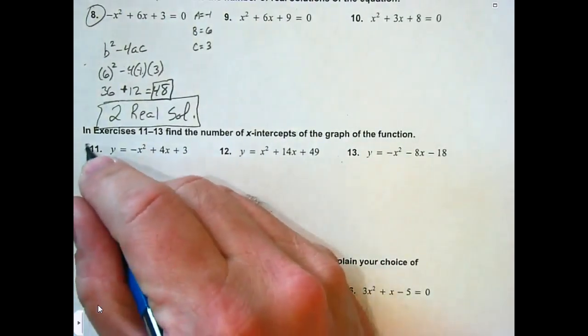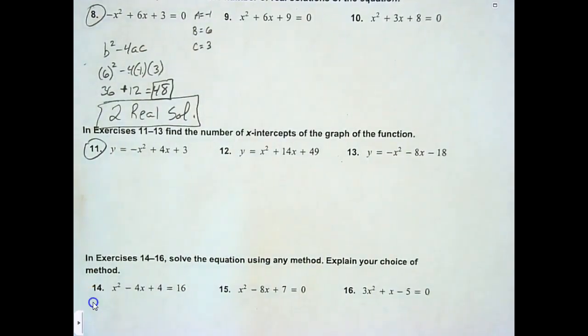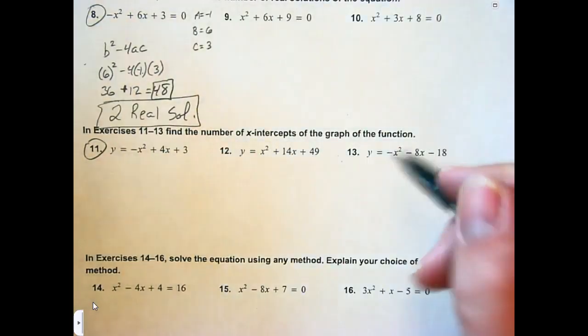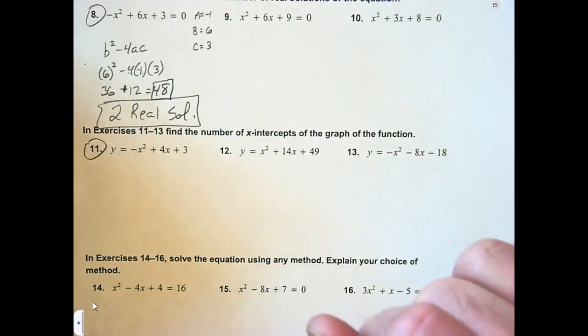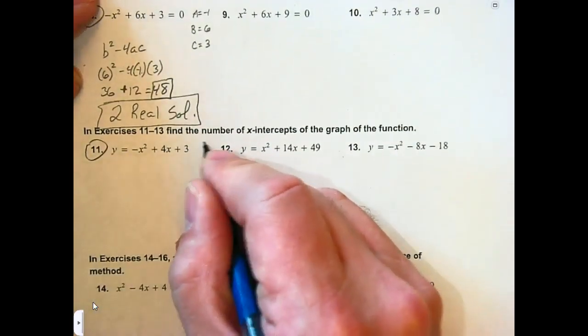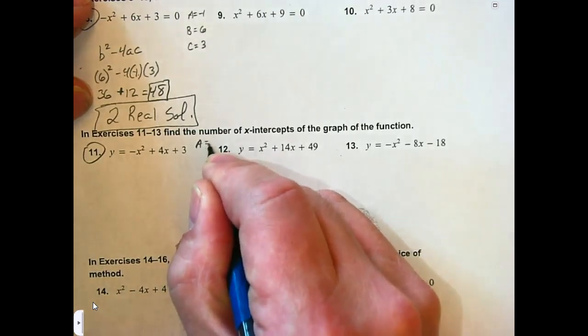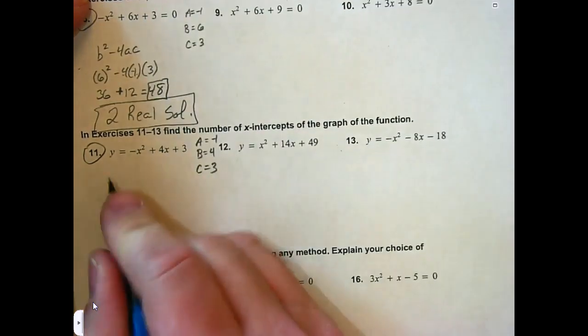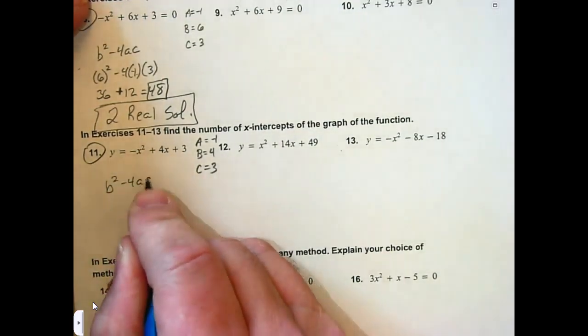All right, I want you to try number 11. Give number 11 a go. Okay, on number 11, it's really asking the same thing, right? Because if it has an x-intercept, remember your x-intercepts tell you how many solutions. So when you're saying number of x-intercepts, you're really saying how many solutions are there. So you could do the same thing. Again, b squared minus 4ac. You can go this route.